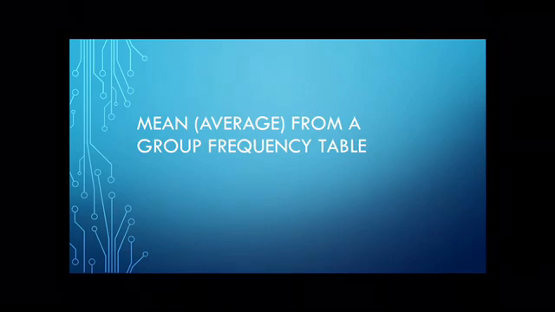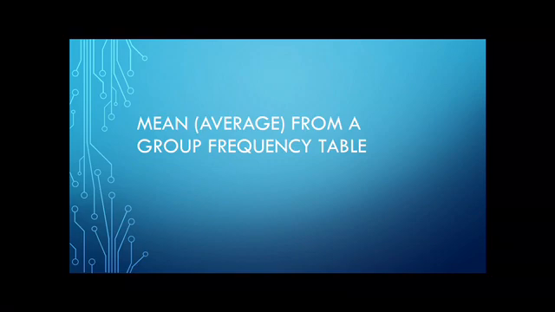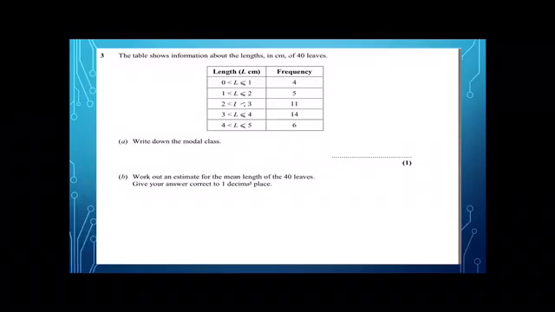In this lesson, we're going to look at finding the average or the mean from a group frequency table. And here we have the question. This is a table which shows the lengths of some leaves, 40 leaves in fact, and they've been grouped together. So this here tells us that we have 4 leaves whose length is between 0 and 1 centimeter.